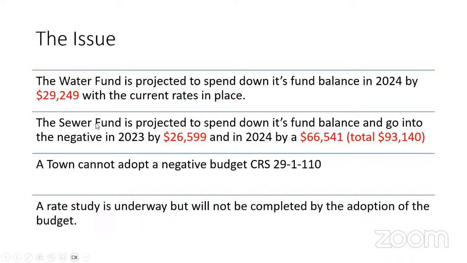And the sewer fund is projected to spend down its fund balance this year by 26,000 and then next year by 66. So a negative of both of those is a $93,000 negative, basically. These numbers have adjusted slightly, but this is the most current. The issue is we cannot adopt a negative budget for 2024.